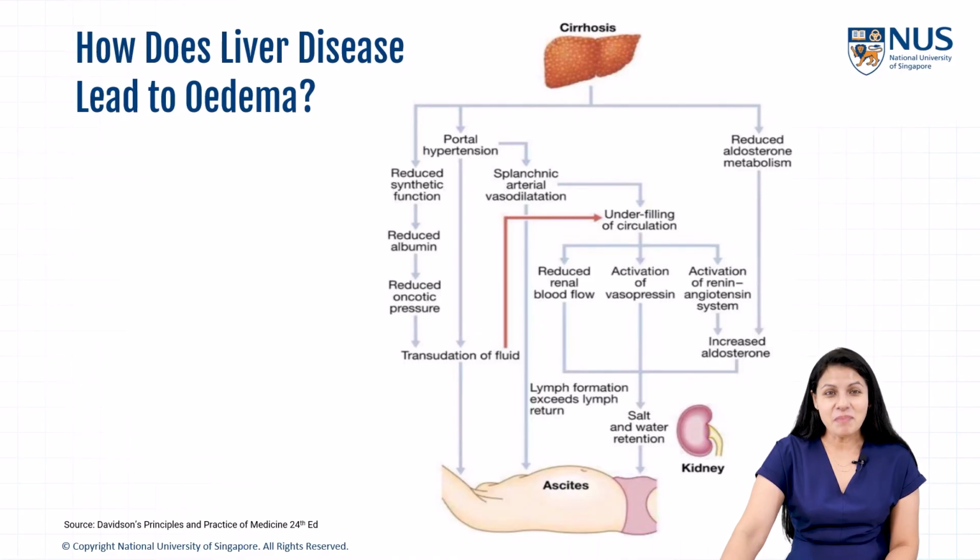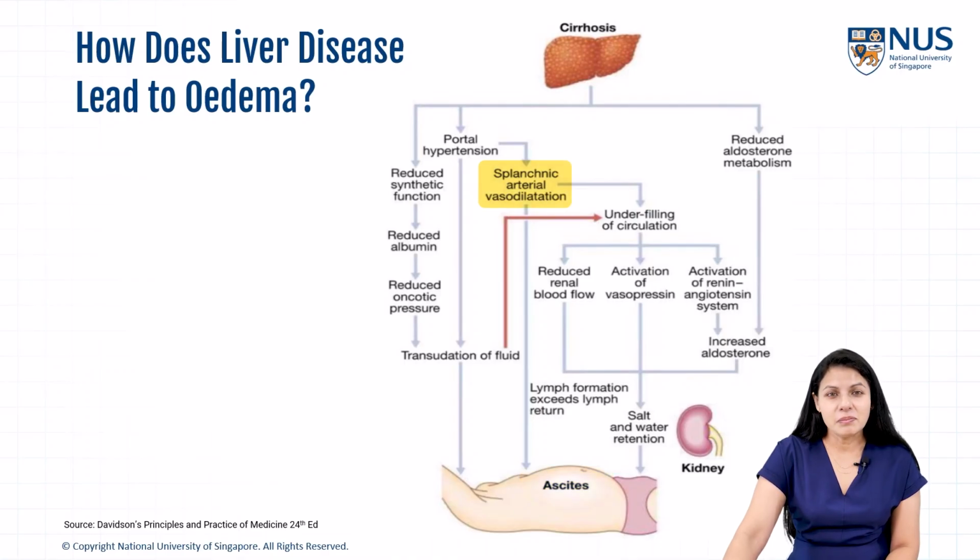In liver disease, multiple mechanisms contribute to edema. Firstly, reduced synthetic function results in a reduction in albumin production, which reduces the plasma oncotic pressure, resulting in transudation of fluid. Second, in patients with liver disease, portal hypertension raises the pressure within the portal venous system, which results in transudation of fluid predominantly into the abdominal cavity, resulting in fluid accumulation in the peritoneal cavity, causing ascites.